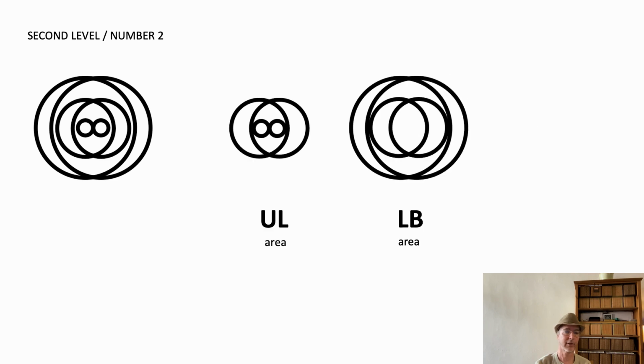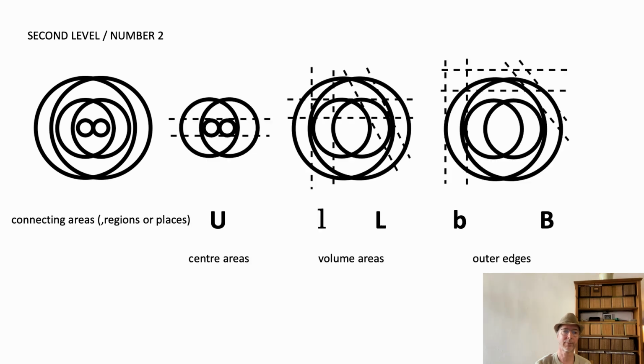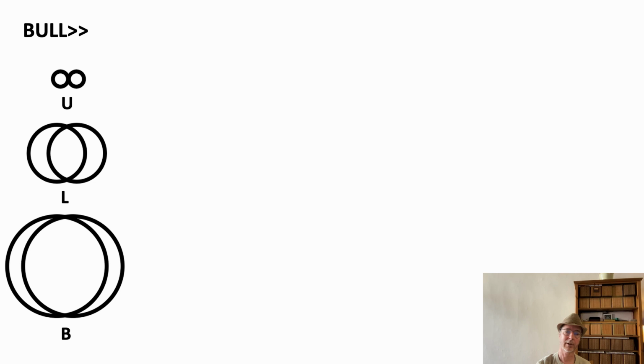The first combinations that we have, the UL area here, and the LUB area here. So these are 2 letters connected. It's nothing more that you have to add. But you also should not forget, once more, the regions of the connection points. The region of the U is in the center, the region of the connection points of the L is in the volume, and the region of the connection point of the B is in the outer edges. So these are our three letters, U, L, B.